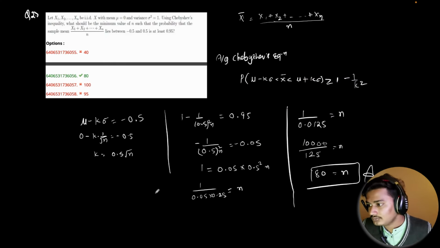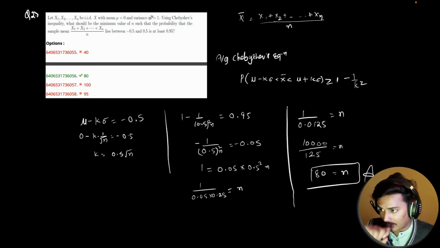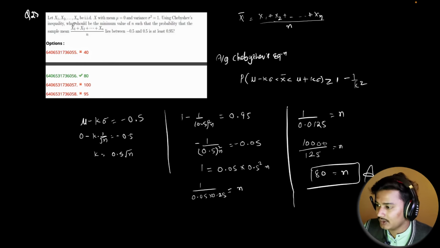Next question. The next question is simple. Let x1, x2 to xn be IID x, okay? Which mean is 0 and variance is 1, okay? Mean is 0 and variance is 1. Using Chebyshev's inequality, what should be the minimum value of n?